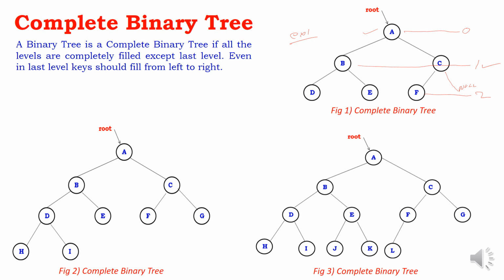Last level is also filled from left to right. So one more gap is here. There is a possibility of having one more node here. So even then it is said to be a complete binary tree. Now let me explain another example.